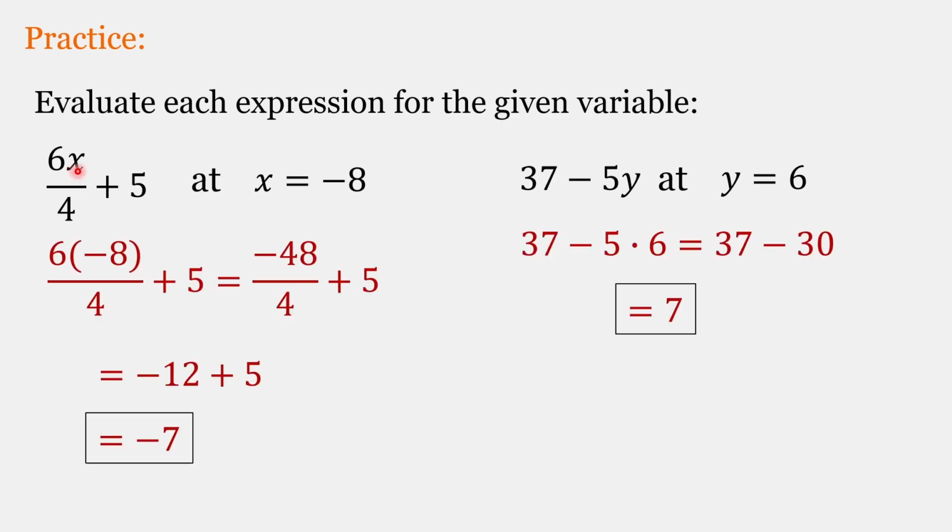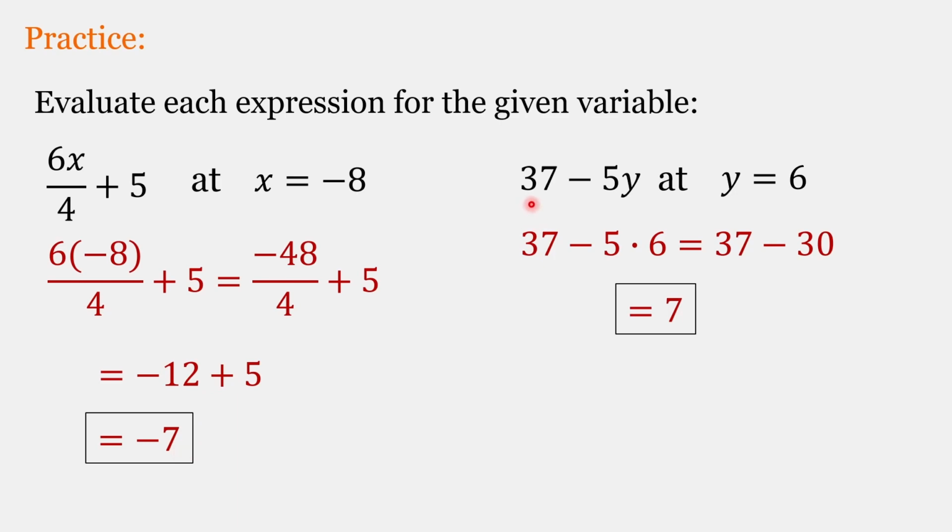For the first problem, we have 6x divided by 4, or we could say 1/4 of 6x, plus 5, and we're going to evaluate it at x equal to -8. So we'll plug in a -8 wherever there's an x. So the first step to simplifying this is multiplying 6 times -8. That is -48. So we have -48 divided by 4 plus 5. -48 divided by 4, that's -12. So now we have -12 plus 5, leaving us with -7 for the answer.